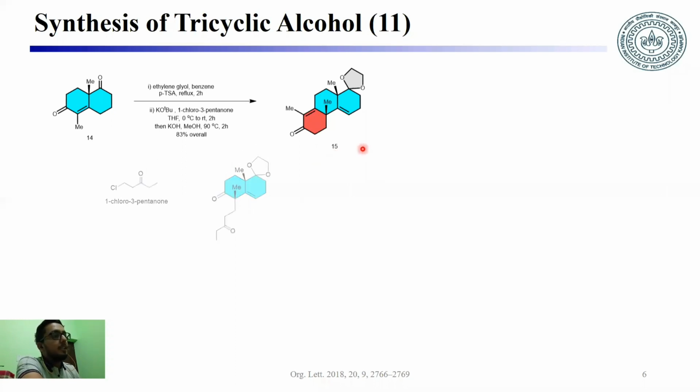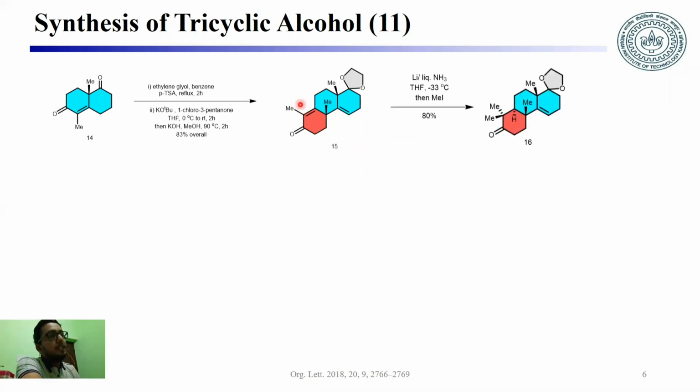Now the next target for us is to add a methyl group at this position, and also reduce this double bond. So we use lithium metal in liquid ammonia, which will first generate a lithium enolate here, and then that enolate will attack on methyl iodide, and we get this molecule 16.